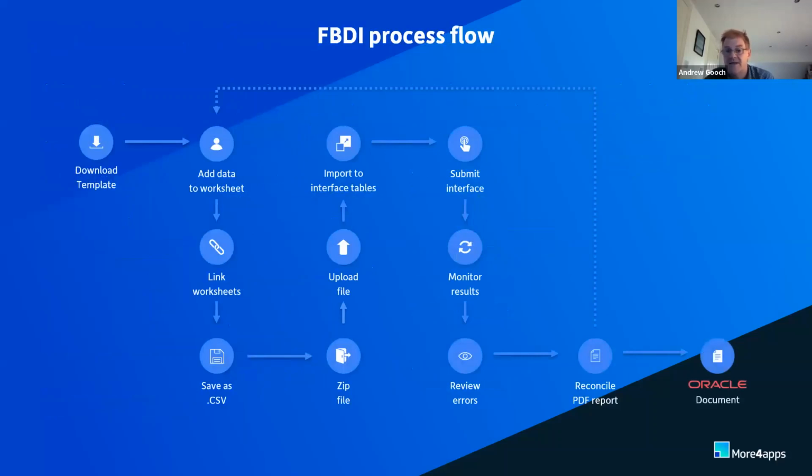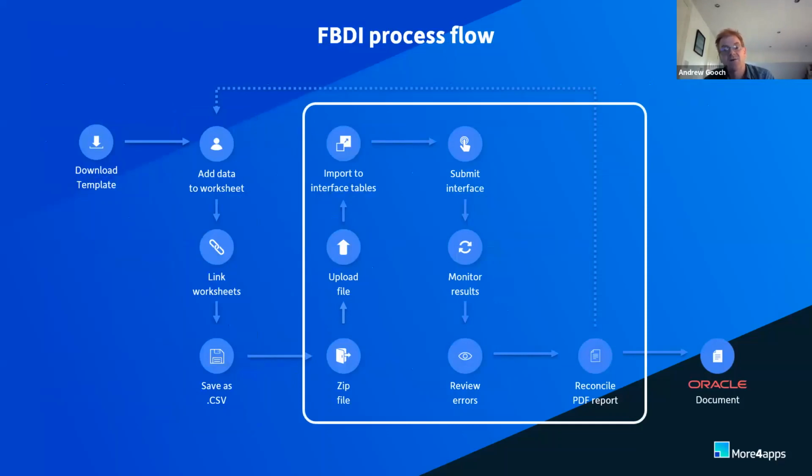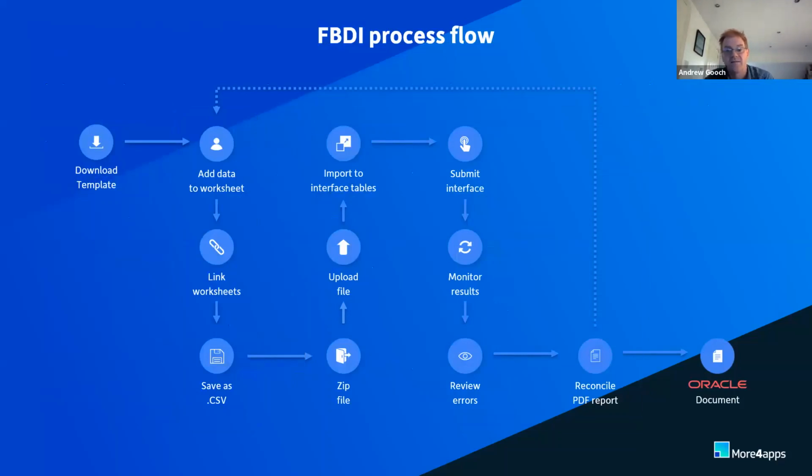So this here is the FBDI process flow, and it's pretty convoluted. You populate and link your data in the spreadsheet, and then you have to process it through the front end. So there are things to do in Excel, CSV conversions to do, import jobs to run in Oracle, and then error reports in PDF format to reconcile. And then any corrections, we'll need to go back into the worksheet and we run the whole process again.